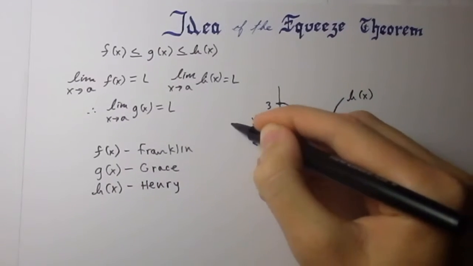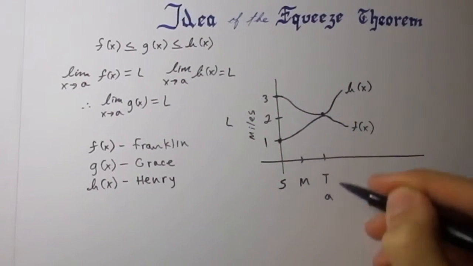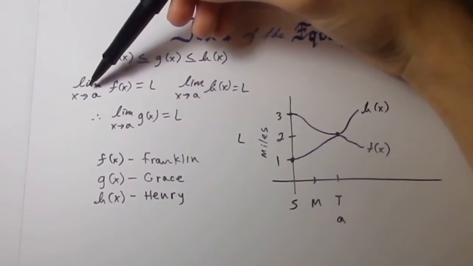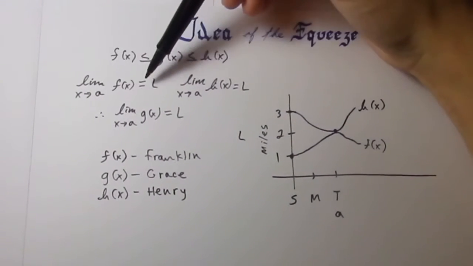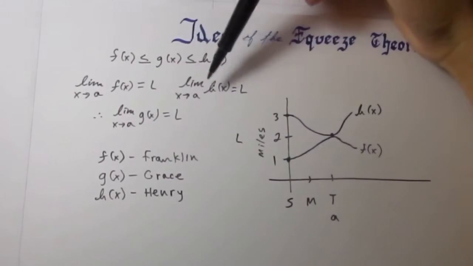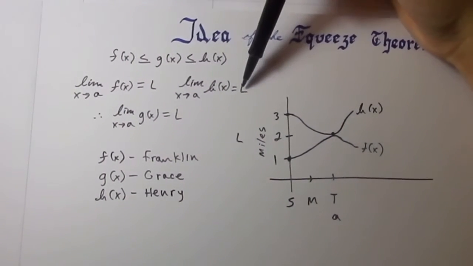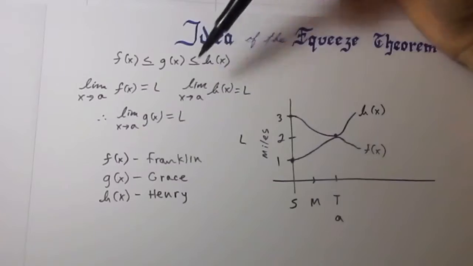Now, 2 is L, and Tuesday is a. So it's saying that the limit that Franklin could run as x approaches Tuesday is 2 miles. Henry is also 2 miles as x approaches Tuesday.